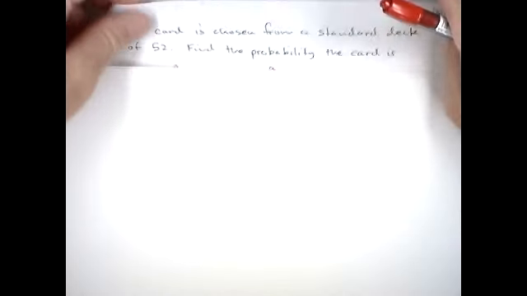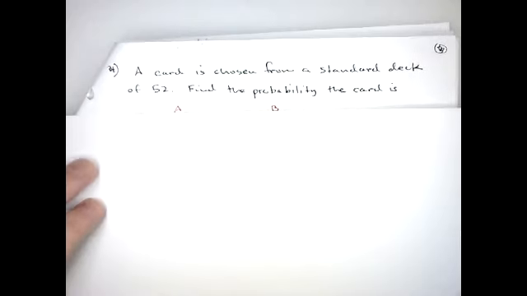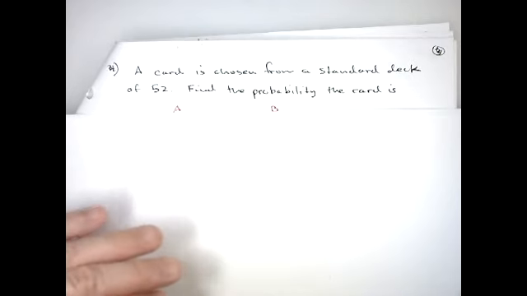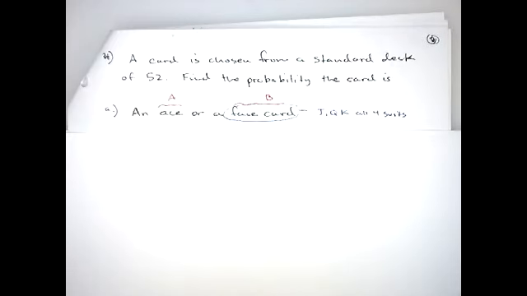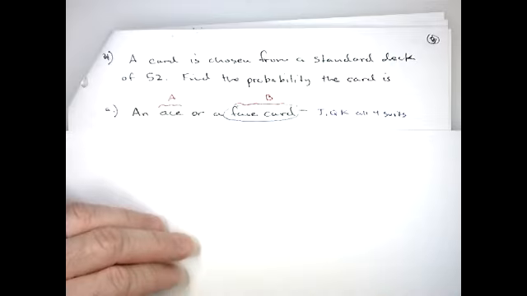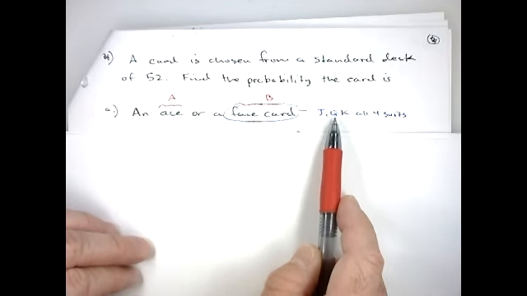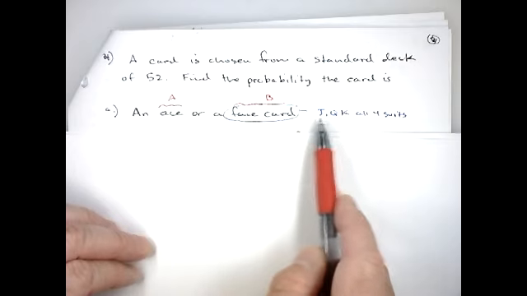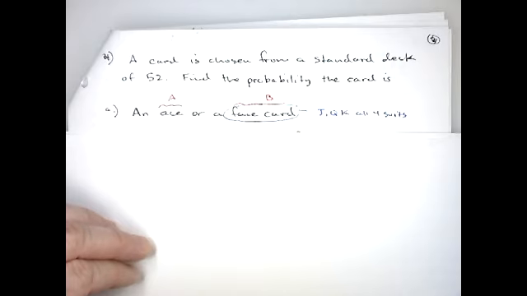Okay, let's talk about cards. Let's make sure we can see it. There we go. So let's say we take a card from a standard deck of 52 and we want to find the probability that we get an ace or a face card. Okay, so we'll define ace to be A, face card to be B. Remember, a face card is either a jack, queen, or king. And there's a jack, queen, and king for all 4 suits, for hearts, diamonds, clubs, and spades.